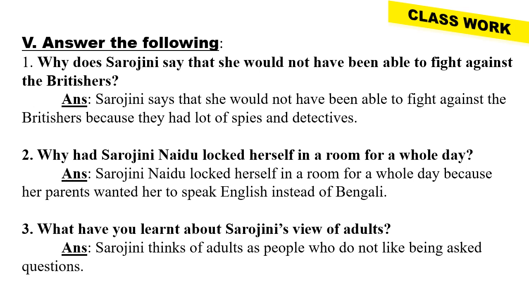So I'll read for you once again. All of you read with me. Why does Sarojini say that she would not have been able to fight against the Britishers? Children, read with me loudly. Read the answer. Sarojini says that she would not have been able to fight against the Britishers because they had lot of spies and detectives.